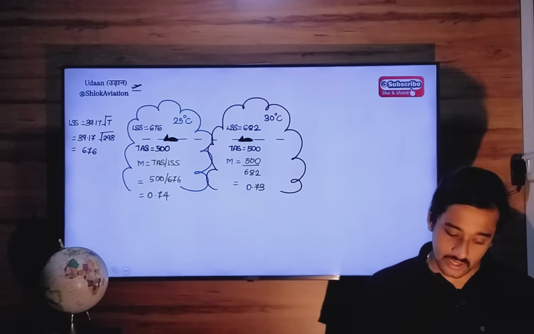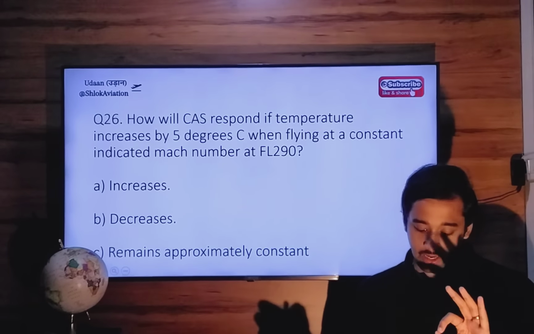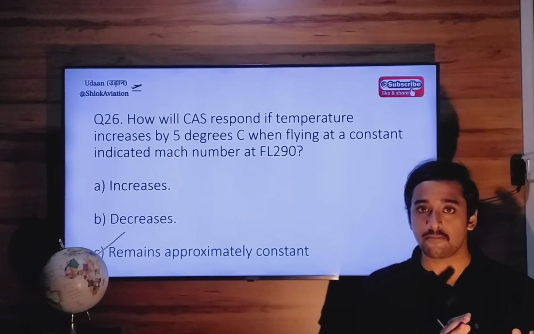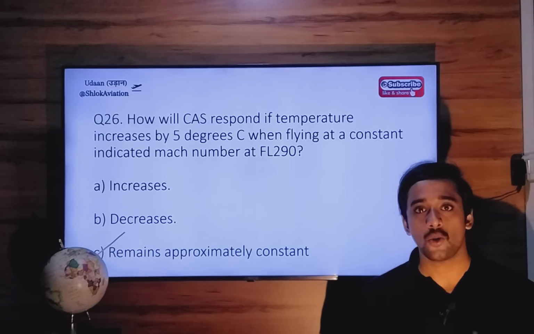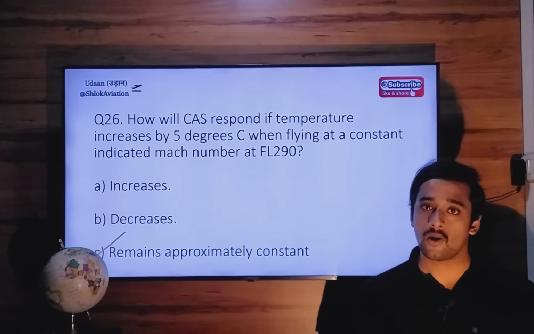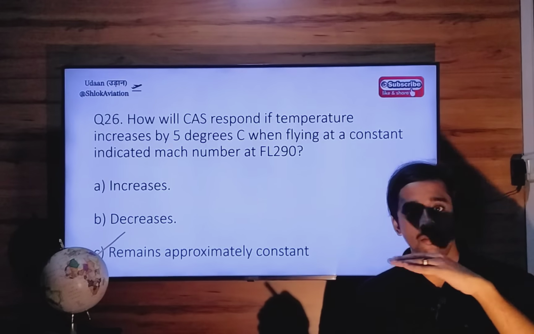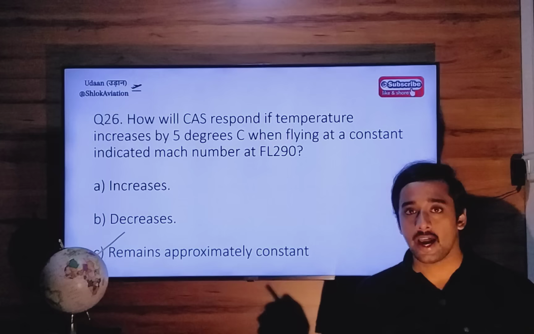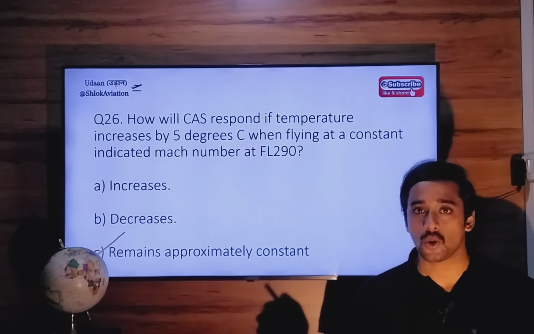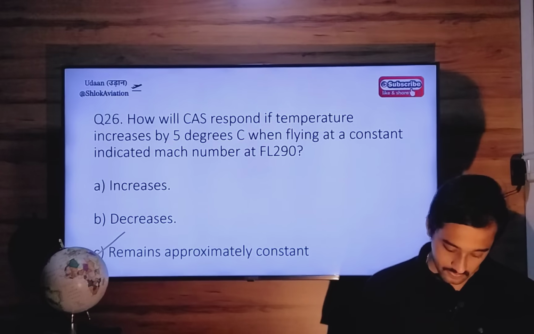Now the last quantity, calibrated airspeed. The calibrated airspeed will remain approximately constant, option Charlie. Like I have said previously, the calibrated airspeed only depends on atmospheric pressure. Disregard the temperature surrounding your aircraft. If you are flying at the same altitude, 29,000 feet, atmospheric pressure is also going to remain more or less constant. So calibrated airspeed will also remain the same.